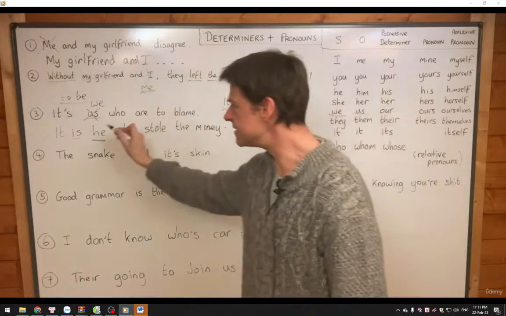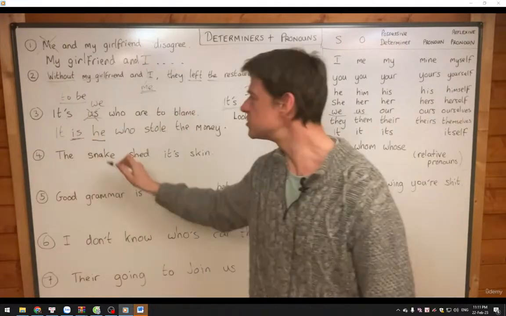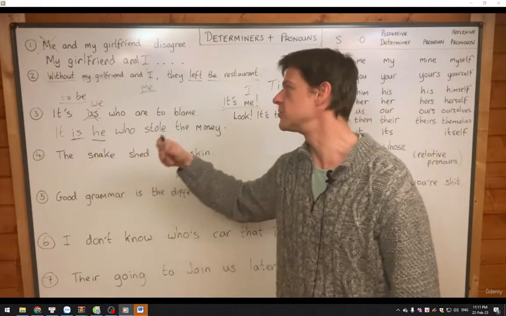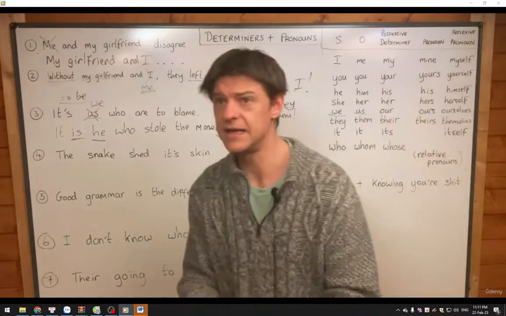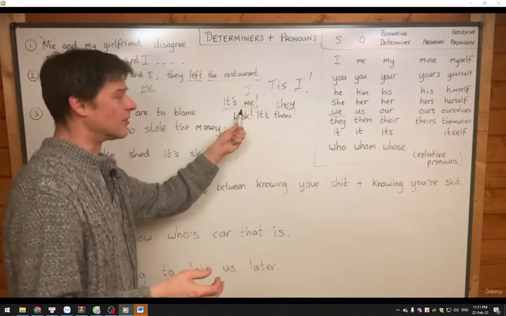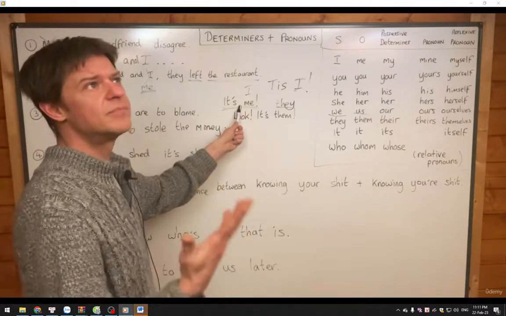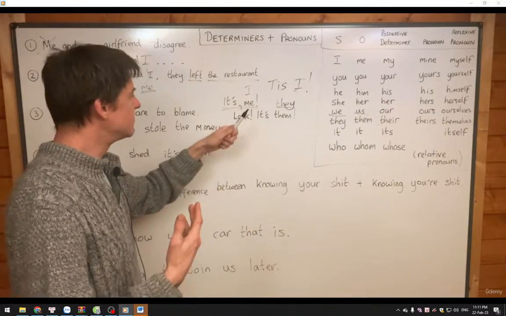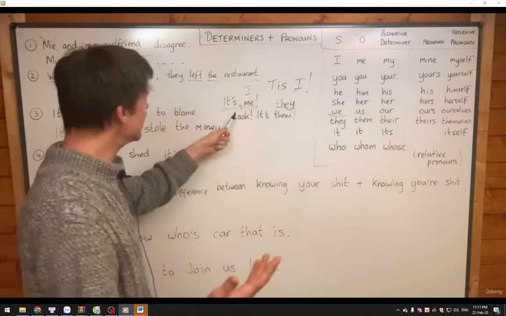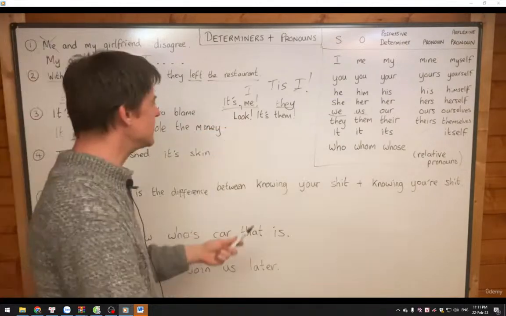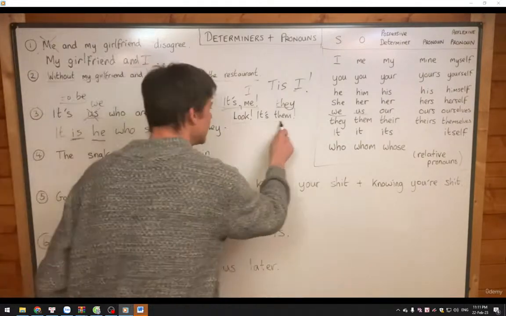But you can see that this is tricky. After the verb to be, you ought to be using the subject pronoun and not the object pronoun. Although I must admit, I can't say that that's wrong, just because 99.9% of native speakers say it. It's grammatically wrong, but I can't say that it's wrong because it is how we use the language. So, and same here, look, it's them.